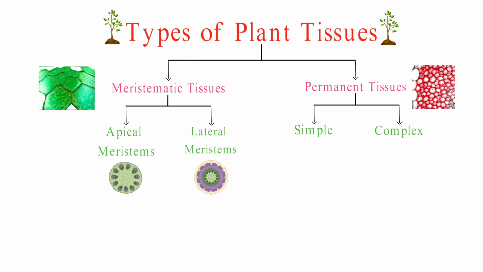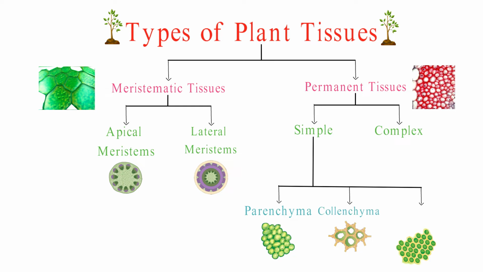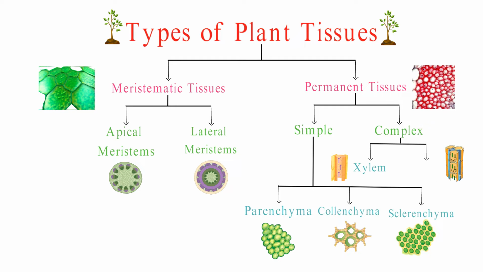Simple permanent tissues consist of one type of cell and can be categorized into three main types: parenchyma, collenchyma, and sclerenchyma. Complex permanent tissues, on the other hand, consist of more than one type of cell. The two primary types of complex permanent tissues are xylem and phloem.